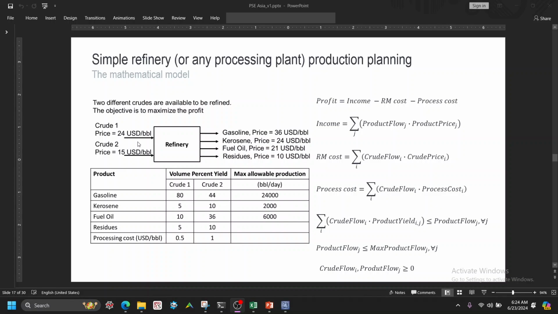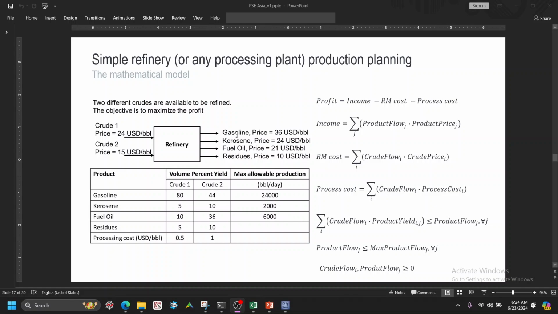So the basic is that we have two different raw materials, in this case crude, with two different prices. One is cheaper, the other one is more expensive, and we can send either one of them to the refinery or both of them to the same plant, and you can then create different products with these yields. For example, this gasoline. If you put crude one, you will get like 80% of that crude one into the gasoline fraction, and the same goes with crude two. It will then create 44 percent volume of gasoline if you use crude two.